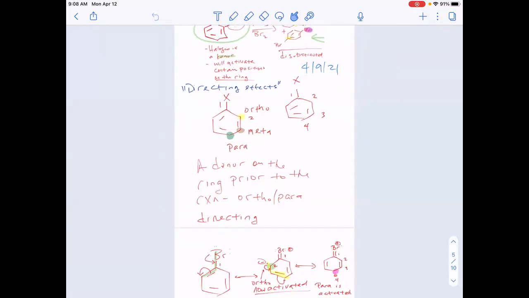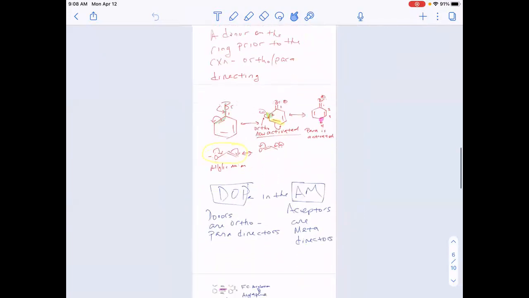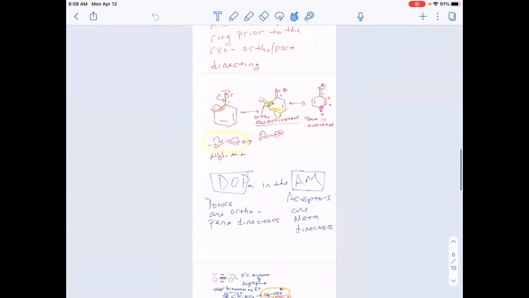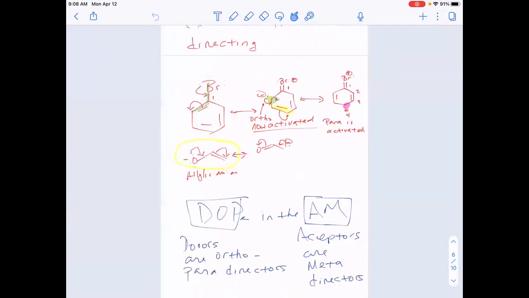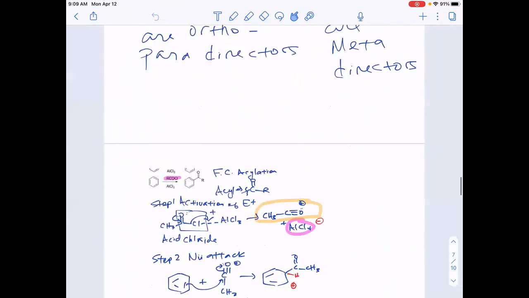All right, so we kind of went through one example dealing with ortho para directing, and we did it basically through resonance, right? That's all the ortho para directing observation is: resonance. If you have a resonance donor attached to your ring, an atom with a lone pair that it can donate, then it's going to be an ortho para director. The only exception to that will be something like an alkyl group, which is also an ortho para director.